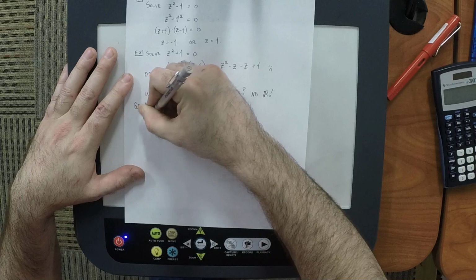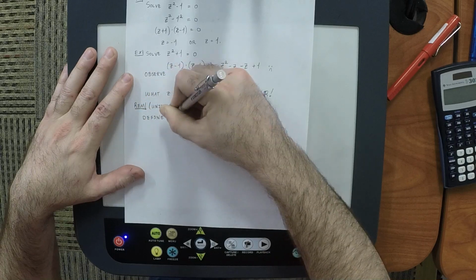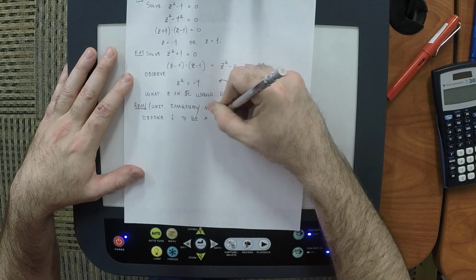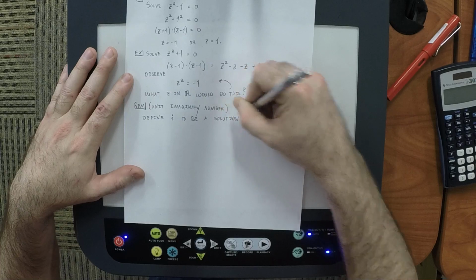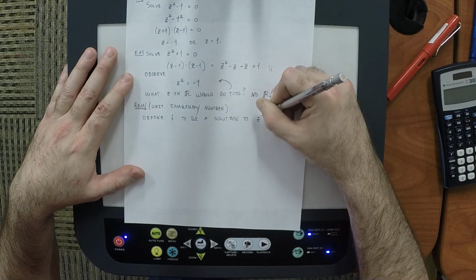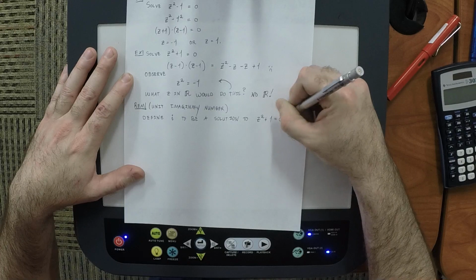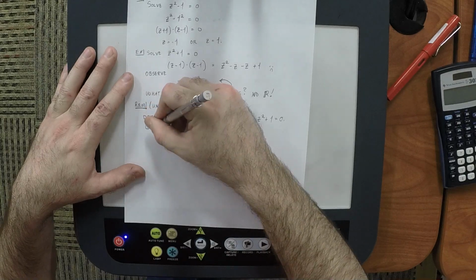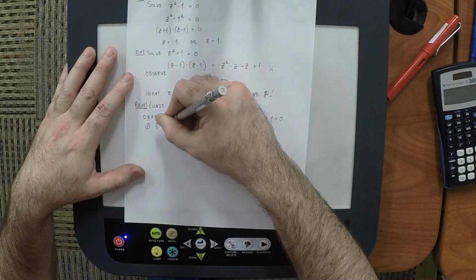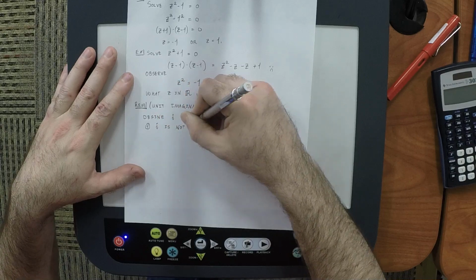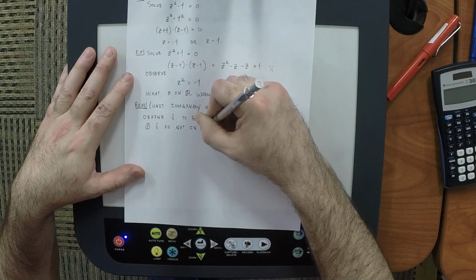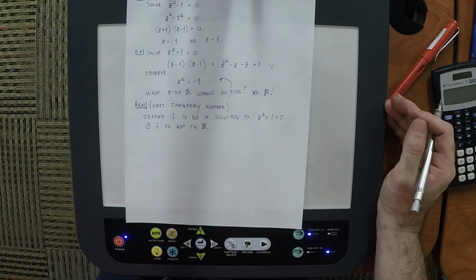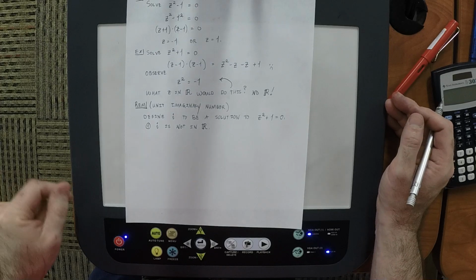So we will define lowercase i to be a solution to z squared plus 1 is equal to 0. Now there are some immediate consequences to this definition. The first consequence is that i is not real. But understand the meaning of that. That doesn't mean that i doesn't exist. It's just not in the set that we refer to as the real numbers.